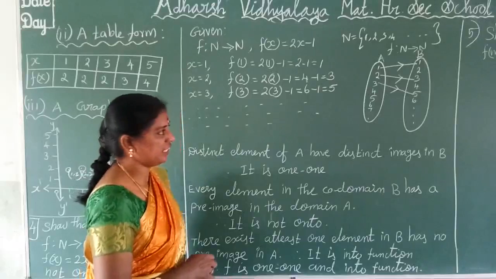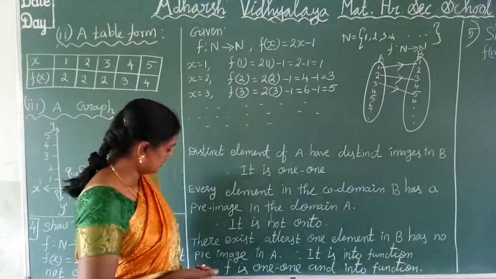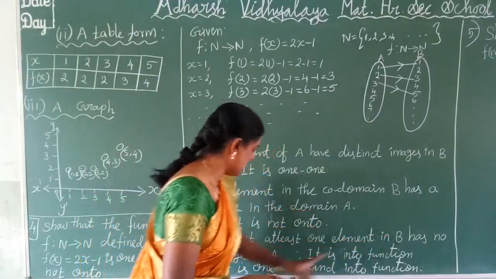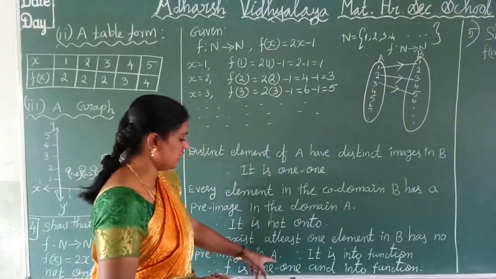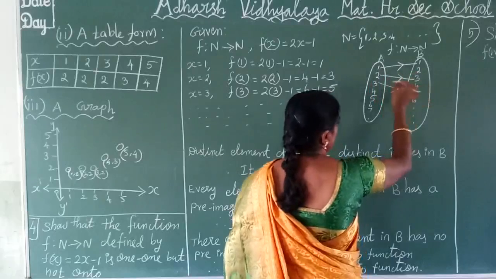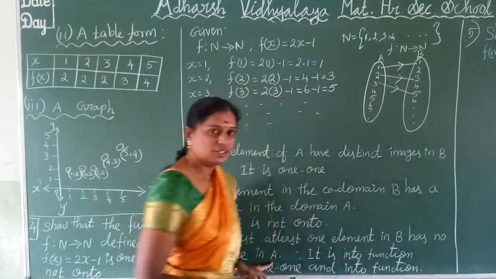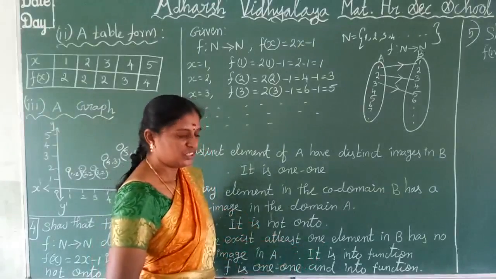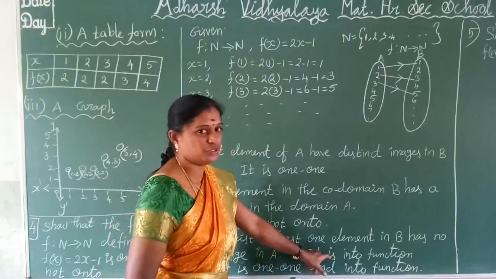Next one, we check whether it is into or not. What is the definition of into? There exists at least one element in B that has no pre-image in A. Yes, here 2 has no pre-image, 4 also has no pre-image. So at least one element, that is an into function. Therefore here it is an into function.